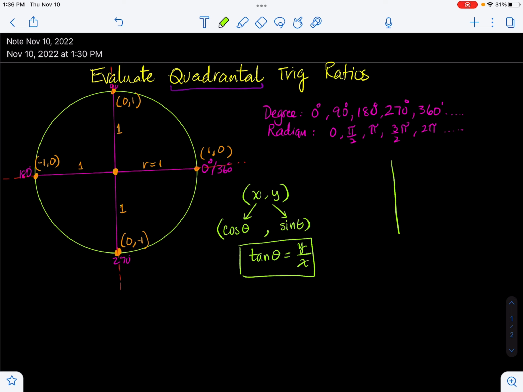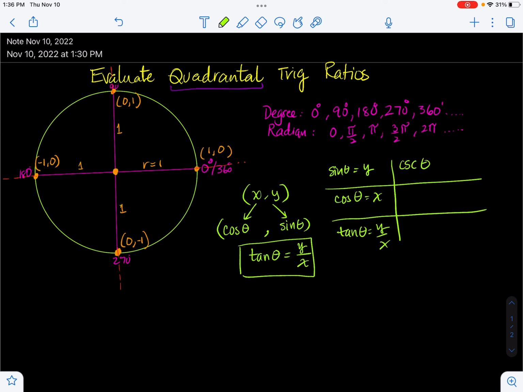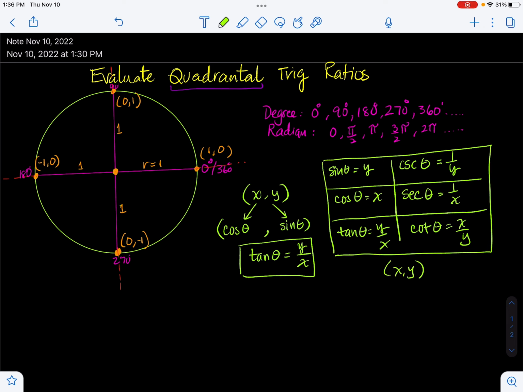If I were to make a little table for this, sine of theta would simply be the y coordinate, cosine of theta would simply be the x coordinate, and this only applies to the unit circle. Radius has to be 1. Tangent of theta is simply y over x. Cosecant, which is the reciprocal of sine, not the opposite of sine, would be 1 over y. Secant, which is the reciprocal of cosine, would be 1 over x. And cotangent of theta would be x over y. Based off of x and y, if we know x comma y, we can simply get all 6 of them from this table that I made in green.